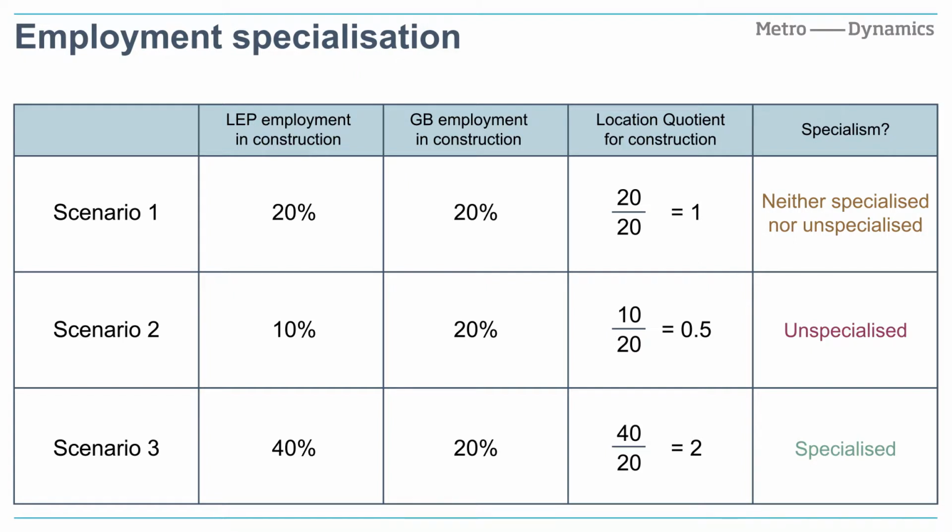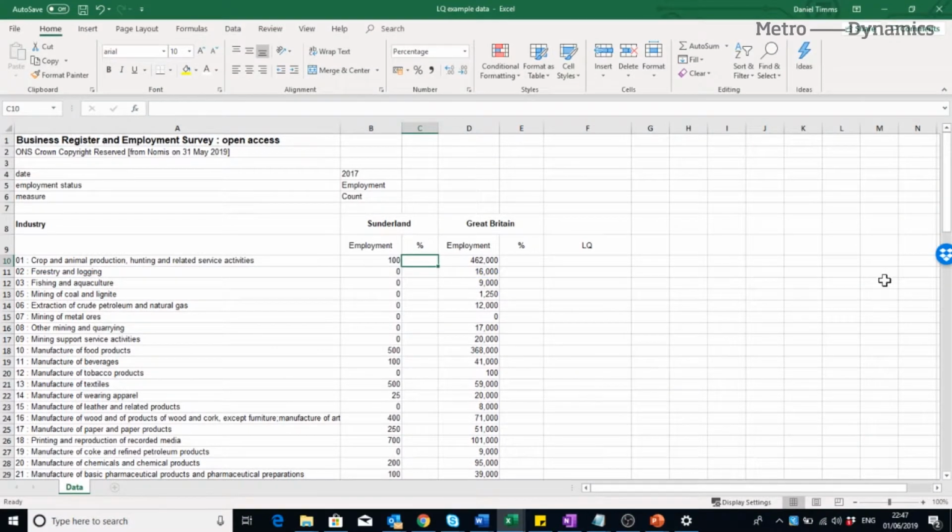Now let's show you how you do this in practice. As before, you download the figures from BRES. We recommend that you use the 2-digit division of the Standard Industrial Classification and, as before, use employment rather than employees. Look at this example data for Sunderland and Great Britain. We've downloaded data for all the SIC2 codes.